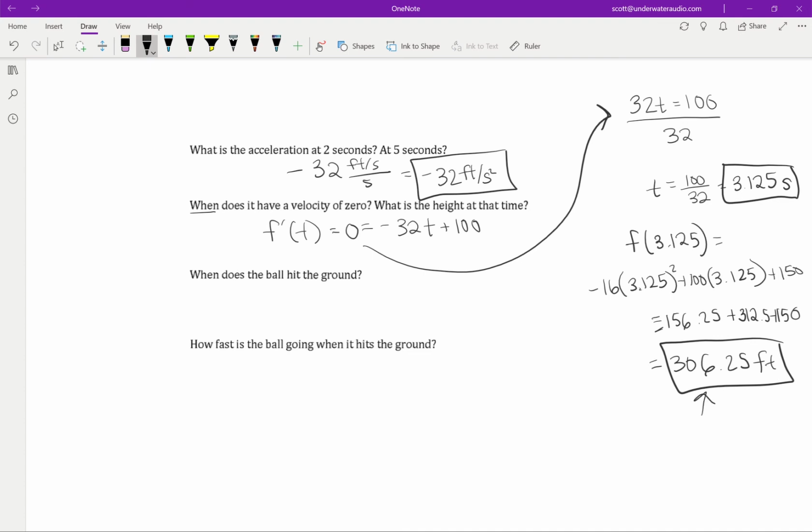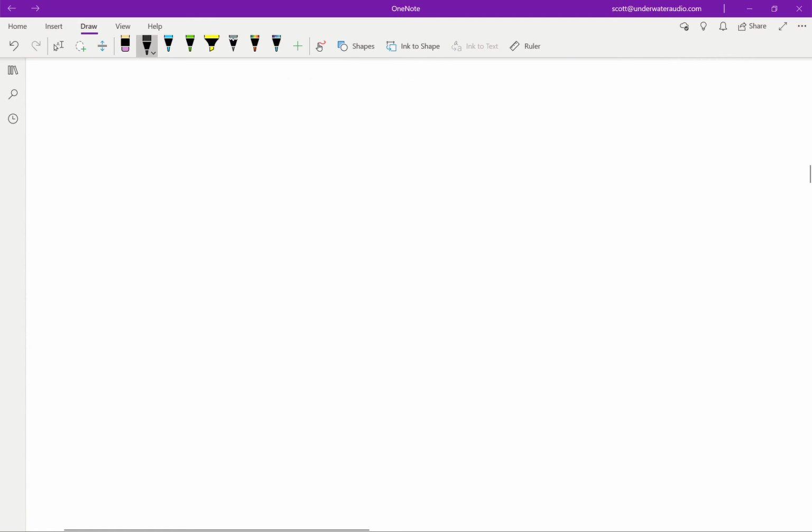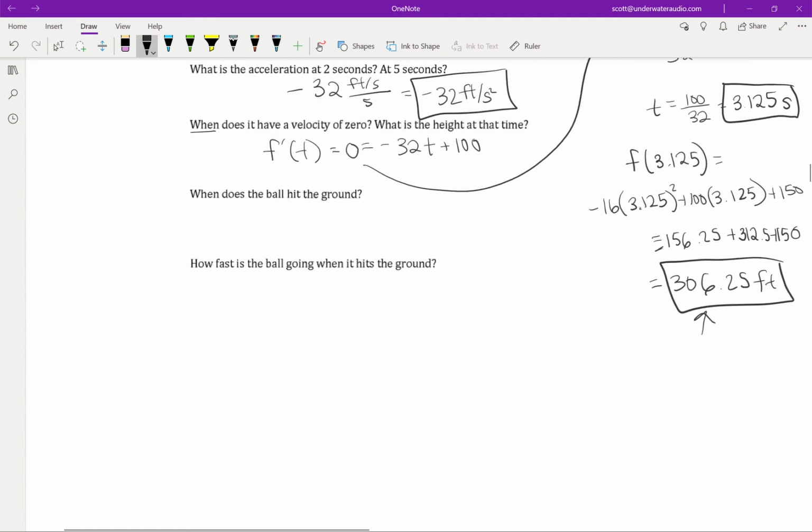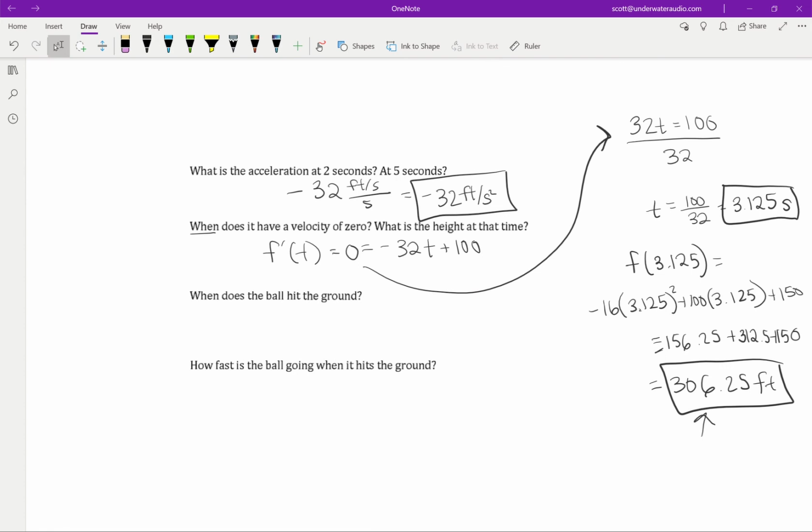So next question, when does the ball hit the ground? I've actually done a couple of these, and yeah, this is the end. Instead of solving these ones, I think we've gotten plenty of practice. I'll tell you how I would set it up. When does the ball hit the ground? Hitting the ground means that the height is 0. So f of t equals 0. If I solved that, I would get a t, which is a when. So I'd solve that equation.